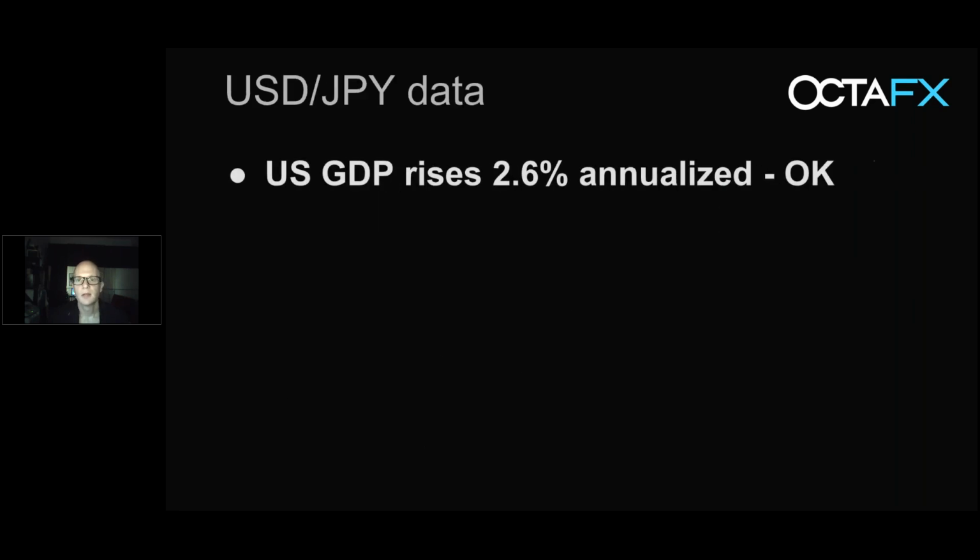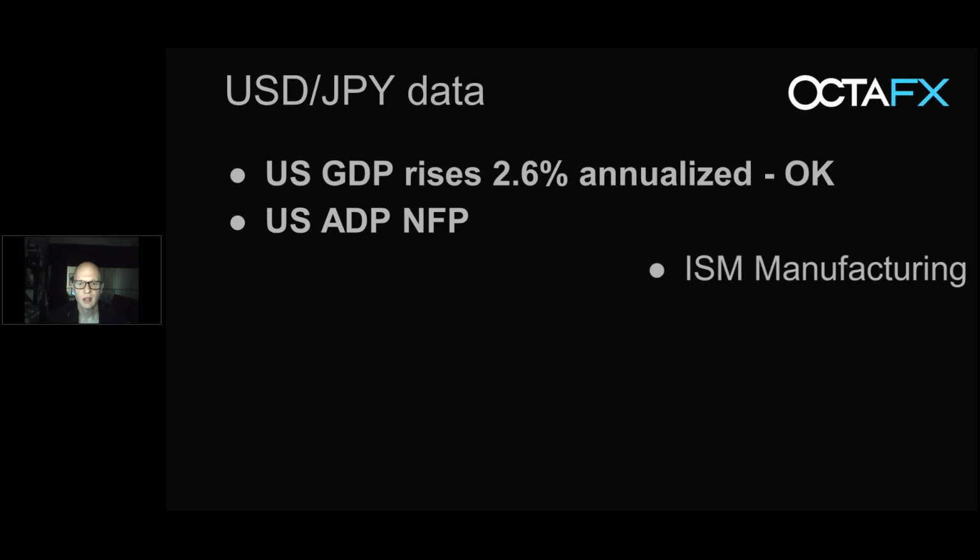Some data. Okay, we had GDP, gross domestic product, the first release for Q2. It came out 2.6% annualized, a bit better than expected, or as expected. In any case, it's a bump up from the first quarter, so it's okay news. We had yesterday the ADP non-farm payrolls. It came out bang on expectations.